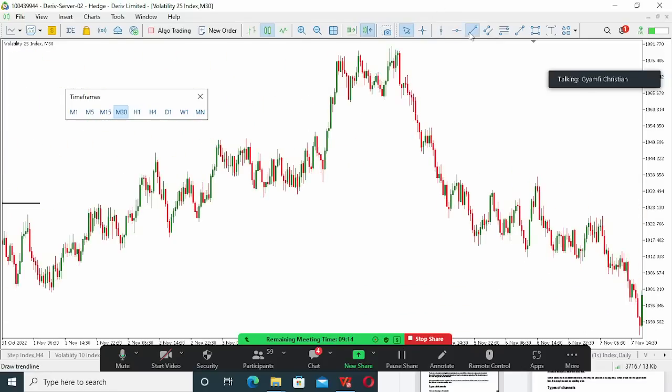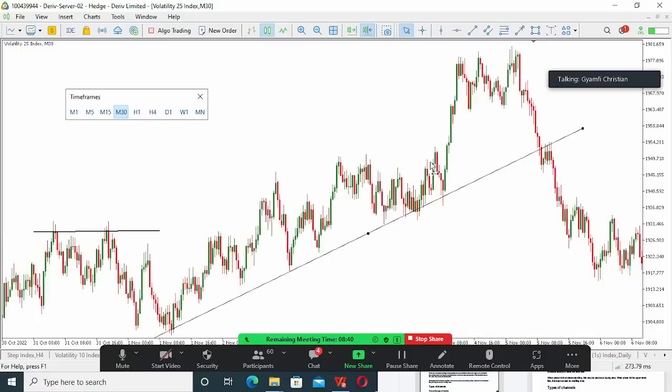So let's have another trend line over here. We can have another trend line over here. Let me just extend it. So I had my first touch over here, my second touch over here, depending on where you want to cover. Either you want to see a smaller picture or a bigger picture.